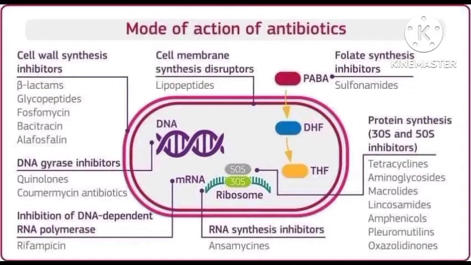Fourthly, those antibiotics which inhibit nucleic acid, including RNA or DNA of the bacteria, include rifamycin or streptovaricin. These inhibit DNA-dependent RNA polymerase or RNA synthesis.